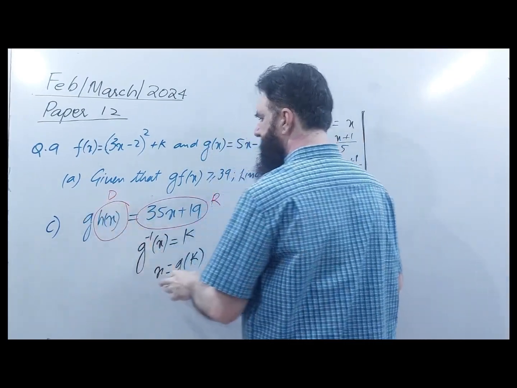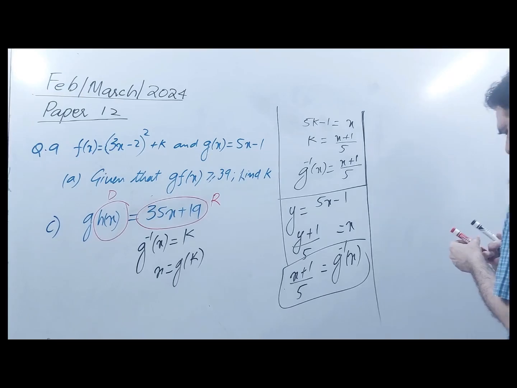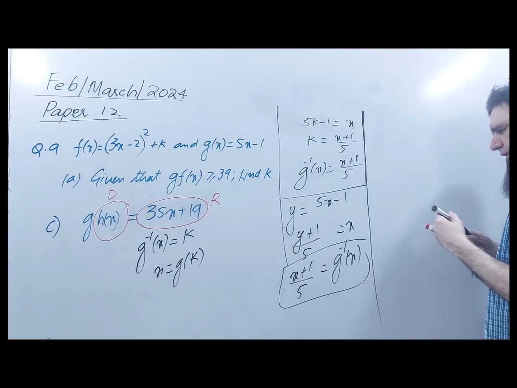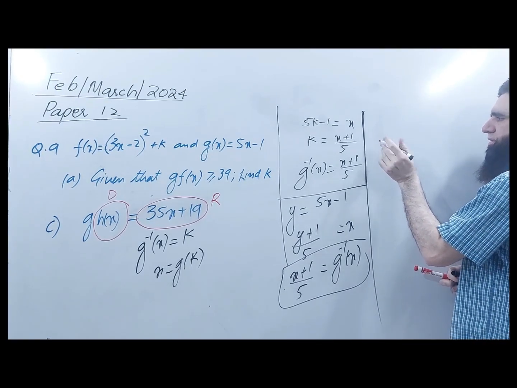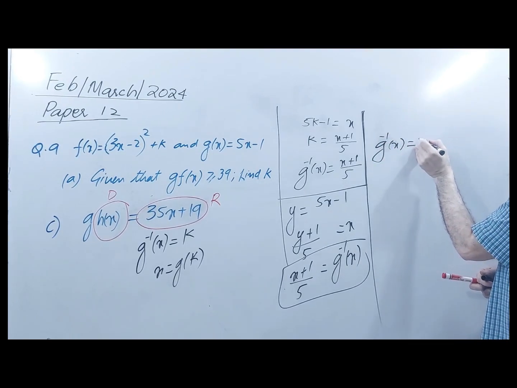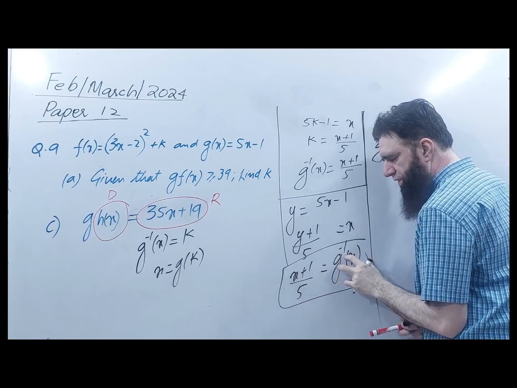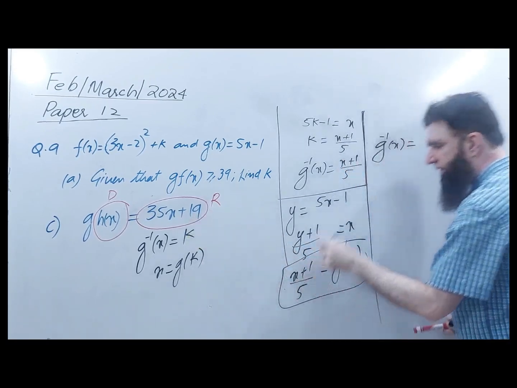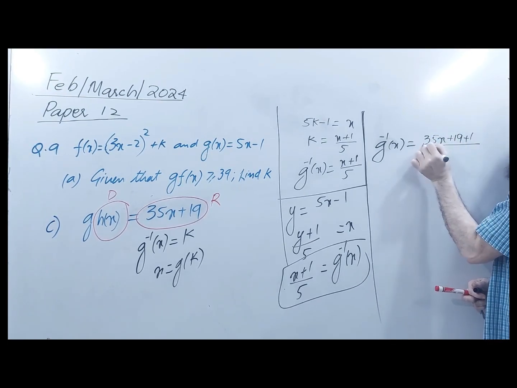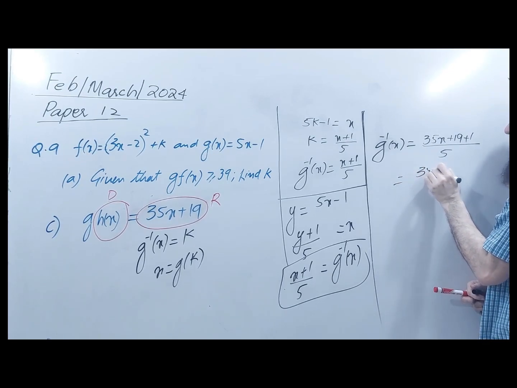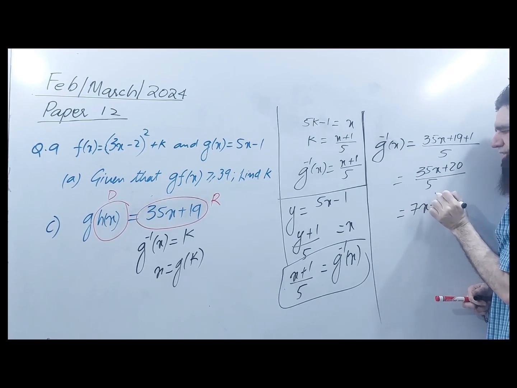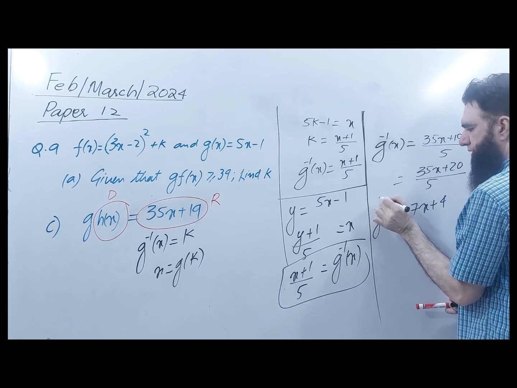What you need to do is, you put the range in the inverse function as domain. So what you get is g inverse of 35x plus 19. See, g inverse x equals (x plus 1) upon 5, and in place of x you are putting the range of the original function as a domain in the inverse function. What you get is (35x plus 19 plus 1) upon 5. So if you simplify it, 35x plus 20 divided by 5, what you get is 7x plus 4. This is g inverse of g(h(x)).